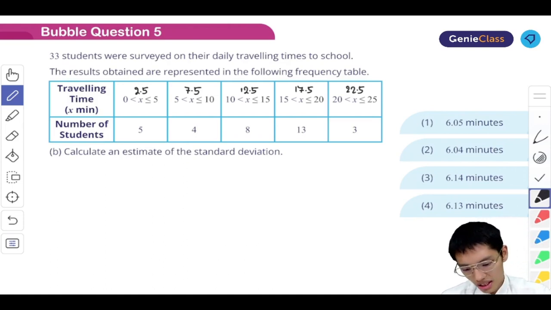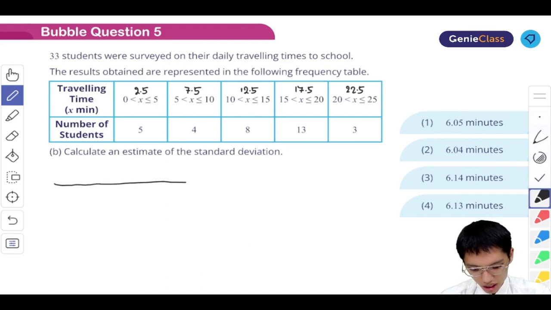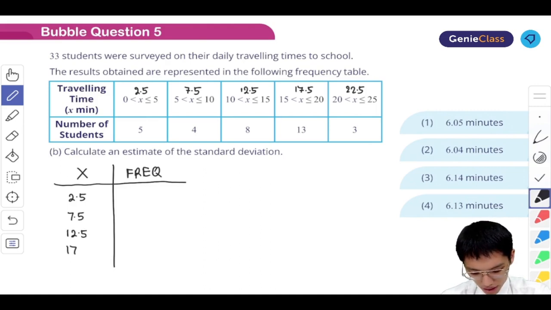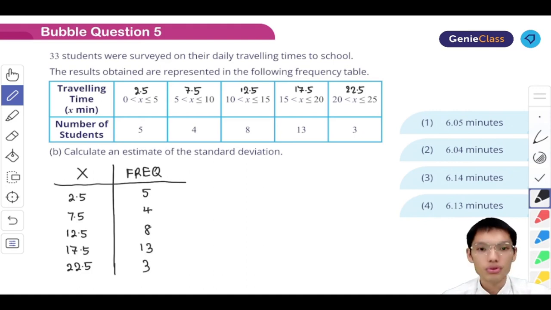So take note: for the data set, when you key in your calculator, you will key in accordingly X and frequency with my numbers over here. So I have 2.5, 7.5, and so on, 12.5, 17.5, and 22.5. Now frequency over here I have 5, 4, 8, 13, and 3.